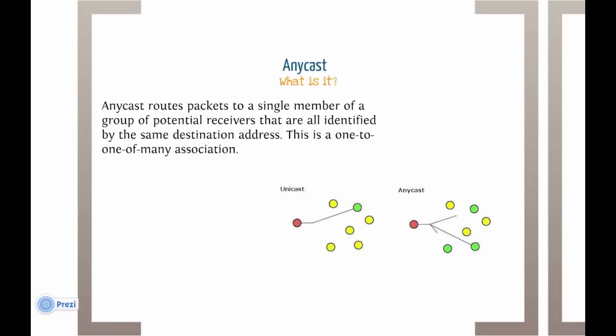So Anycast, the basic concept of it is it routes packets to a single member of a group of potential servers, and they're all identified by the same address. That's pretty important, because you've probably been thinking of IP addresses as being unique. They don't have to be anymore. So think of an IP address in the Anycast situation as representing a one-to-one-of-many association.